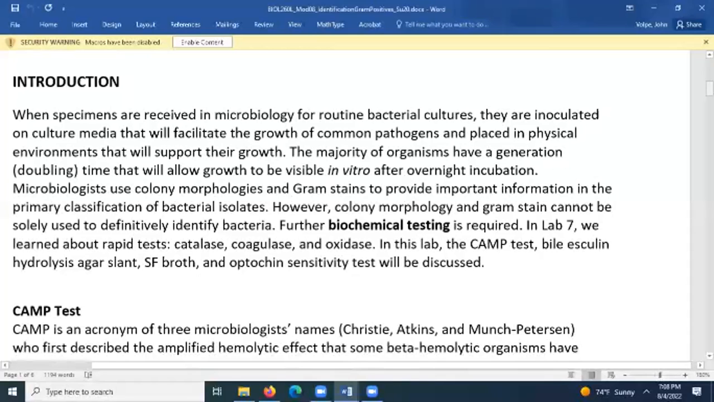In lab 7, we learned about the catalase, coagulase, and oxidase test. In this lab, we're going to talk about the CAMP test, the bile esculin hydrolysis test, the SF broth test, and the optochin sensitivity test.